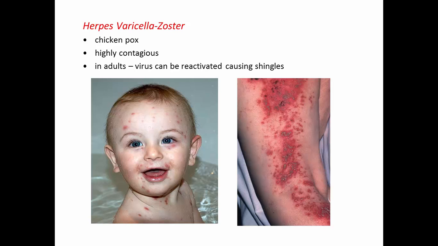Chickenpox is caused by a variation of herpes virus called herpes varicella zoster, and again, highly contagious. If a person has had herpes varicella as a child, so has had chickenpox as a child, then the virus can remain dormant and it can be reactivated, and that's what we call shingles. And these are fluid-filled, painful vesicles that run along the course of a nerve.